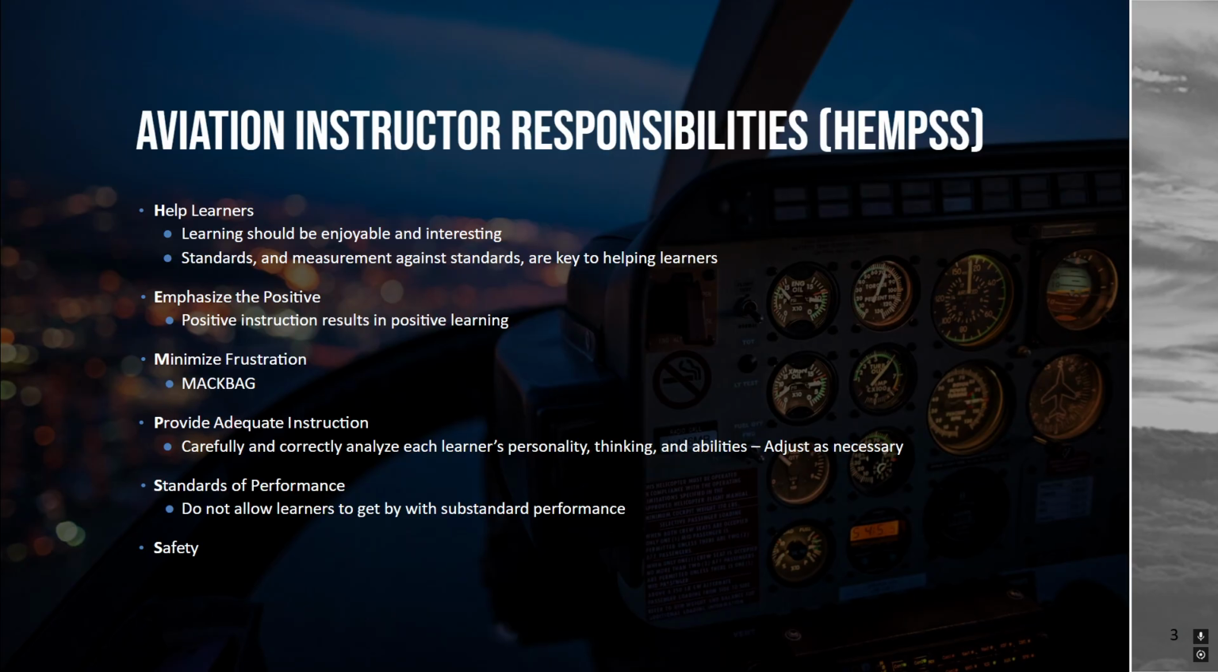And then the two S's in this HEMPS acronym is standards of performance first. So we're going to train students at and above the standards within the ACS. And the standards will change throughout their performance. On a student's second or third flight lesson, maybe I'm holding their altitude plus or minus 400 feet, versus I've got someone at check ride prep, and I'm going to be holding them to about plus or minus 100. So that will change. And the closer they are to their check ride, the tighter you hold those standards to within ACS. And then safety.